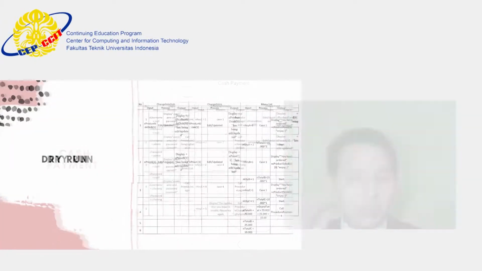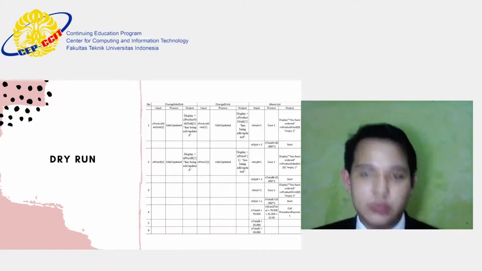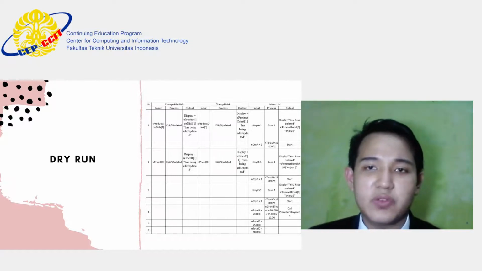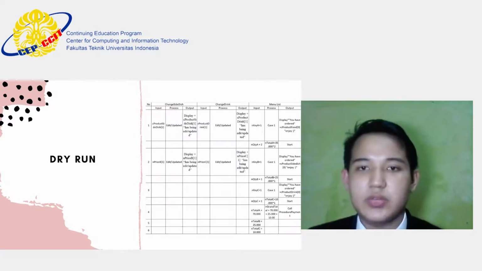Dry run table 2. Let's move to the second dry run table, the change side dish procedure. To be honest, the change side dish procedure and change drink procedure are pretty much the same as the change food procedure. The difference is just the category. Food is just for food, side is side dish, and drink for drink. Okay, let's talk about it.